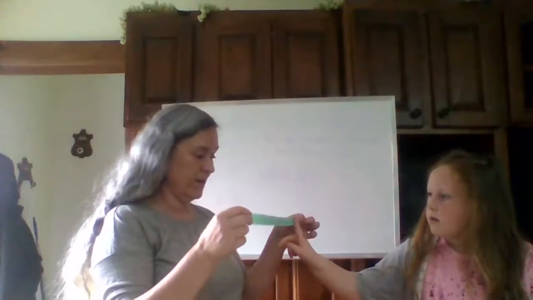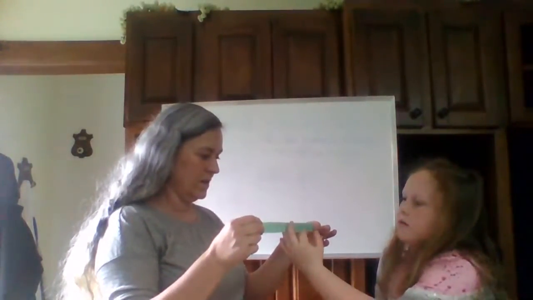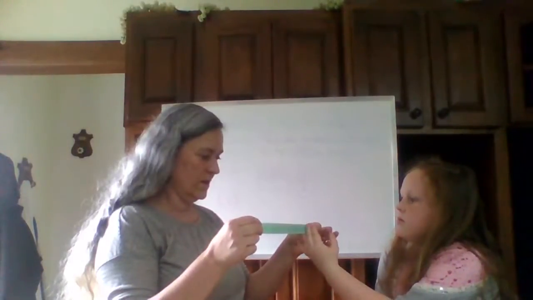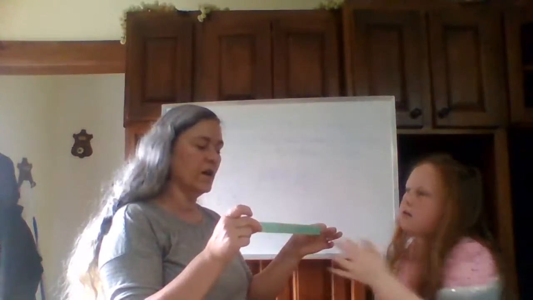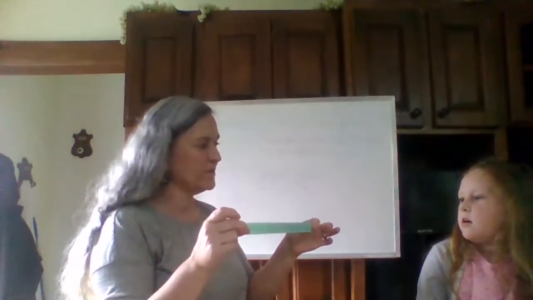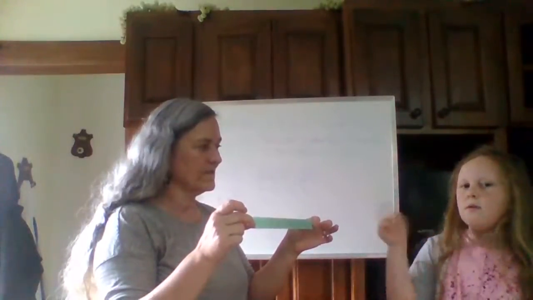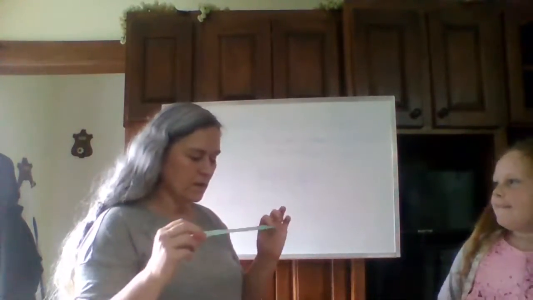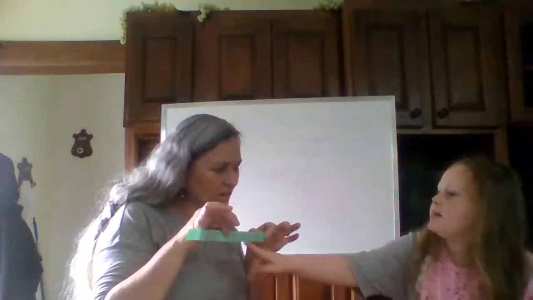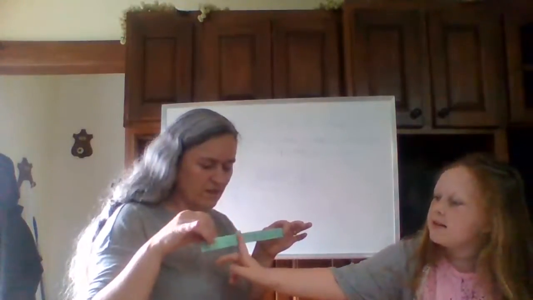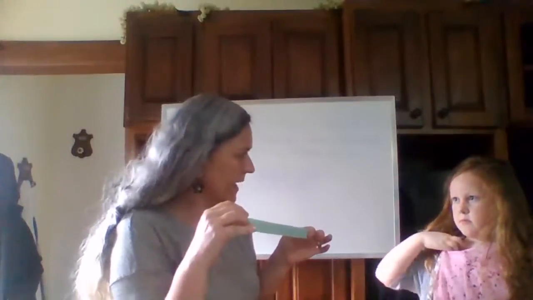Could you make 1, 2, 3, 4, 5. No, 1, 2, 3, 4, 5, 6, 7, 8. So what's the fraction? 1, 2, 3, 4. 4 eighths. 4 eighths. But isn't this the same as what I started with? Yeah. Because this is 1 part and this is the other part. 1 half.